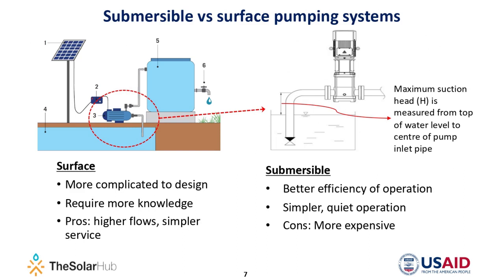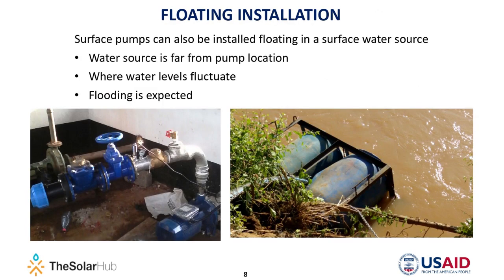And pumps can also be either submersible or surface pumps. Submersible pumps basically are water cooled. They're installed completely submerged in water, and surface pumps are mounted on the surface as they are air cooled. Surface pumps typically are installed mounted on solid ground, but can also be installed floating on a surface water source, such as a river, a lake, or a dam, in order to overcome long suction distances, allow pumping even during low water seasons, and prevent the pump from flooding.